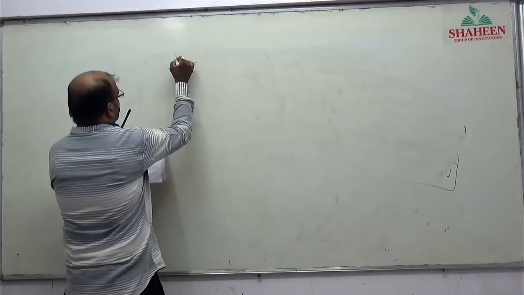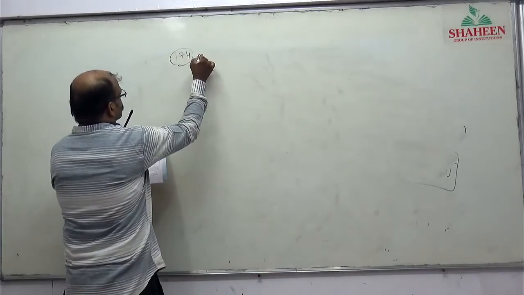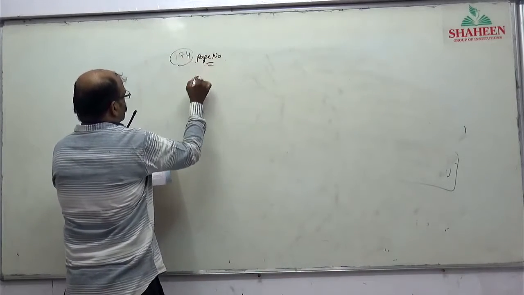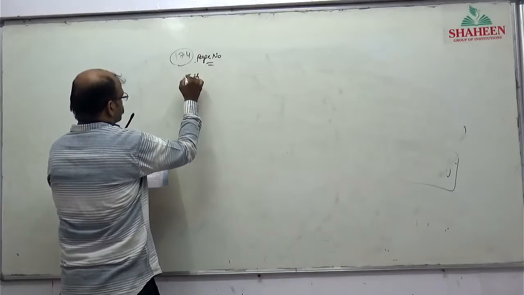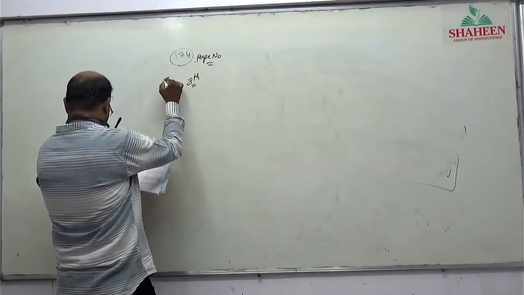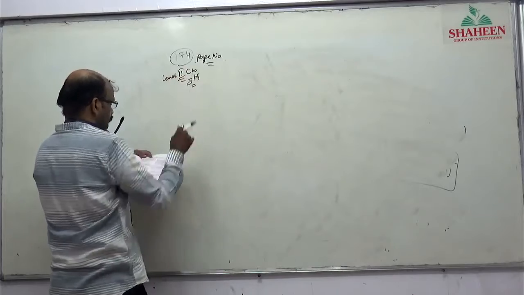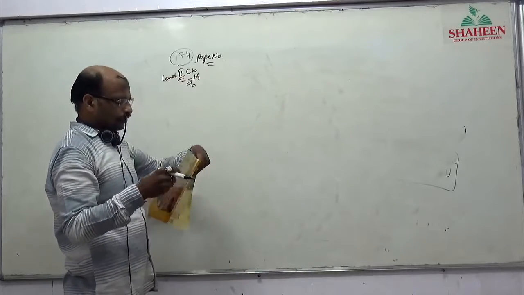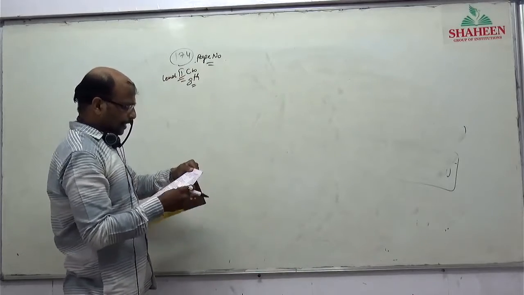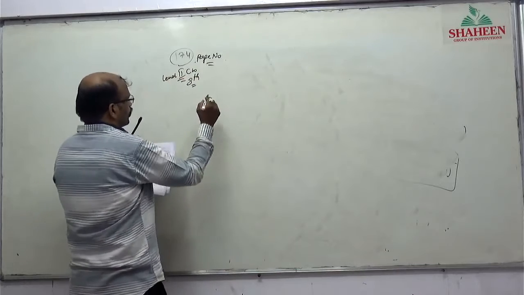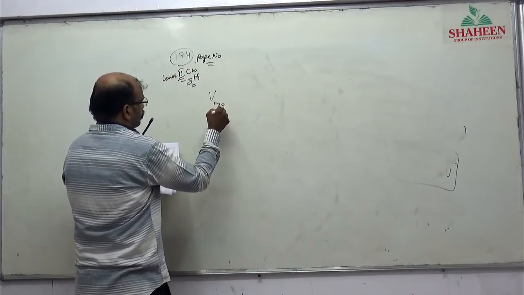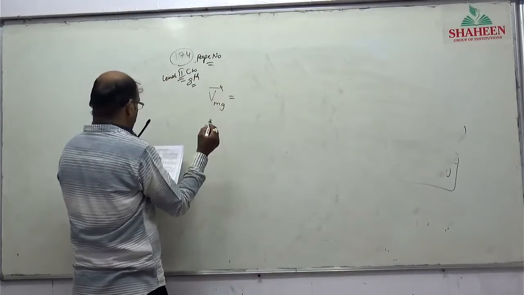Eighth problem, page number 174. Eighth problem, just see it. Eighth problem, level 2, class work. A man is walking due east at the rate of... The man's velocity is given due east.